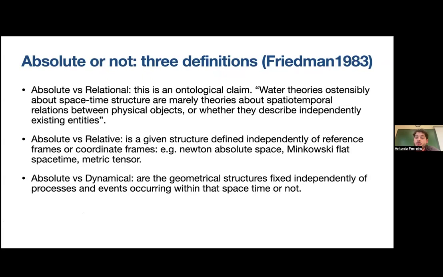So he says, whether theories ostensibly about space-time structure are merely theories about spatial temporal relations between physical objects, or whether they describe independently existing entities. So what we mean by this is: do theories provide us some absolute notions that cannot be explained in terms of relations of objects, or is any kind of object that we impose on space-time something that we can define in terms of relations between objects?